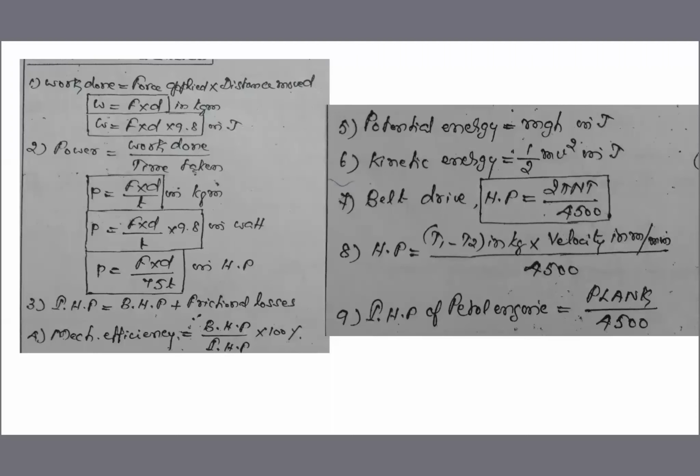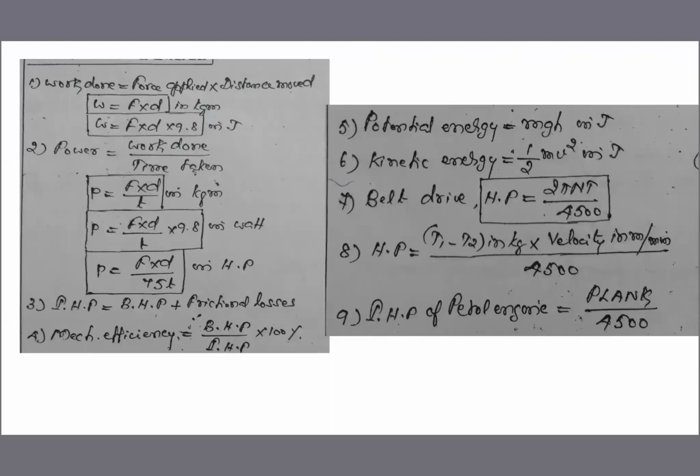Then problem 5. The potential energy calculation formula is mgh, m is mass in kg, g is acceleration due to gravity in meter per second square. There is a standard value, 9.8 meter per second square. Kinetic energy formula is half mv square, where m is mass in kg, v is velocity in meter per second. The unit is very, very important.